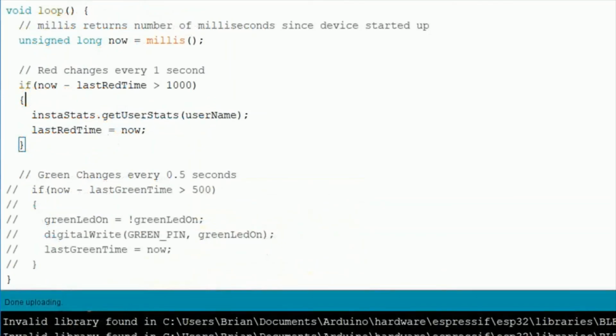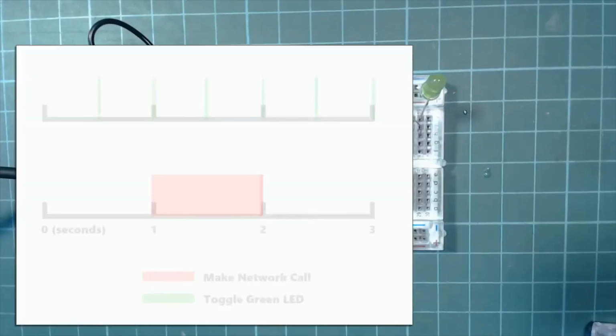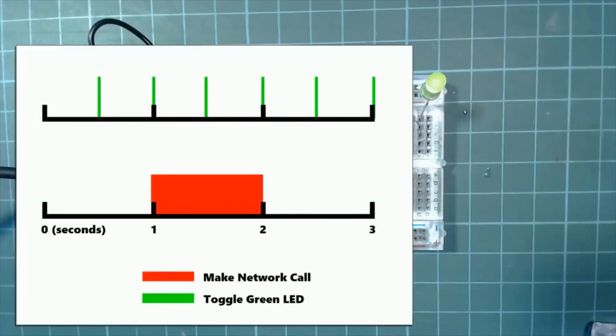You can now remove any code for blinking the green LED from the loop. And now the LED blinks perfectly every half a second. That's because it's core 0 that's looking after blinking the LED, while core 1 is busy making the network call.